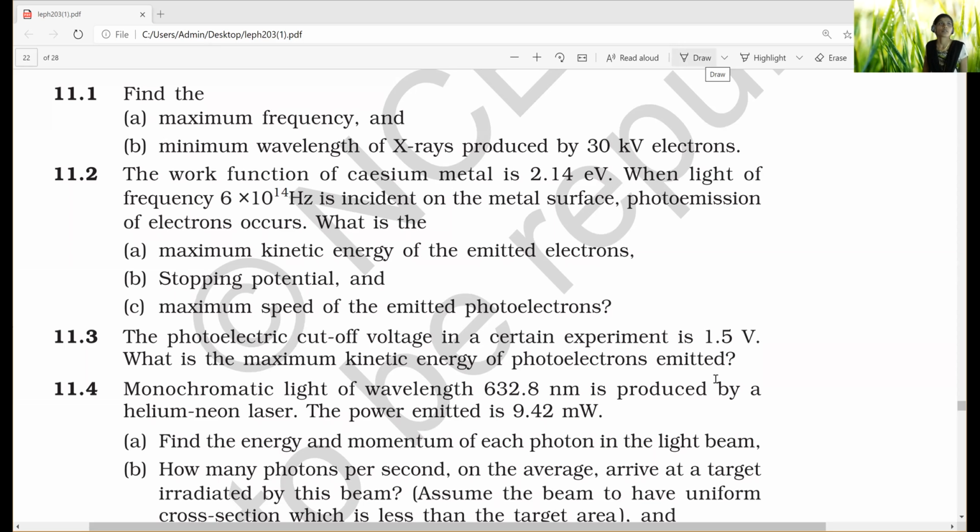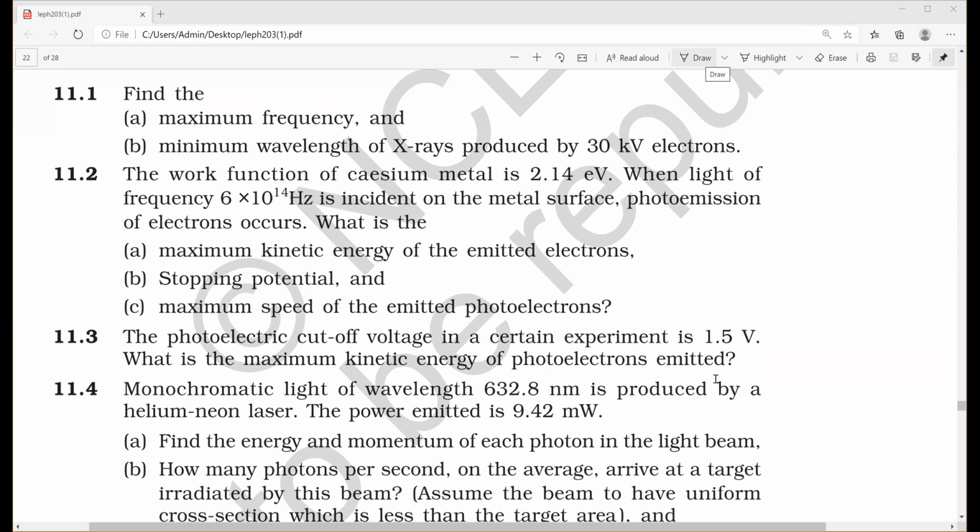So next, we shall solve the problems based on dual nature of radiation. In that, first we shall see the first problem, that is 11.1. Find the maximum frequency and minimum wavelength of X-rays produced by 30 kilovolt electrons, they have asked. So let us see how to solve that one.